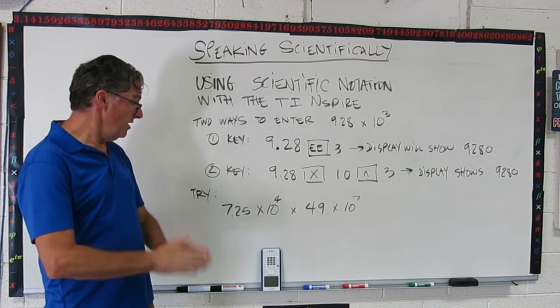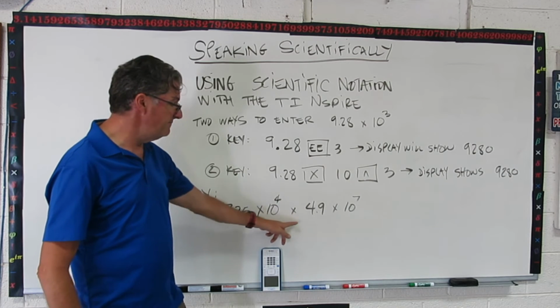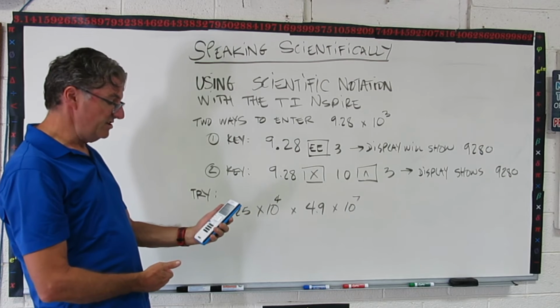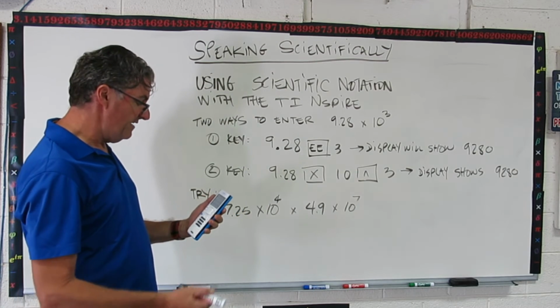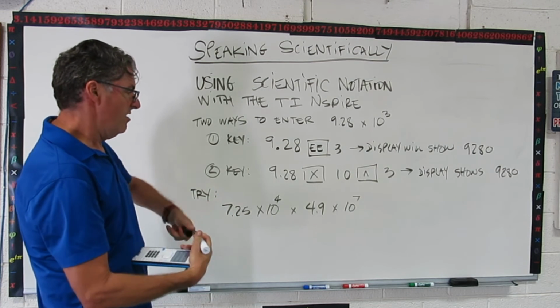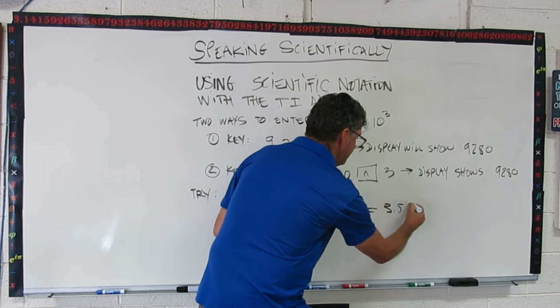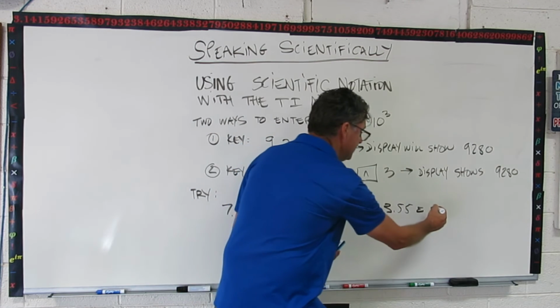So what I want you to do is go ahead and type in 7.25 times 10 to the fourth times 4.9 times 10 to the seventh. And my answer shows up in scientific notation. So this one's going to give us 3.55 EE12. So this equals 3.55, it just shows up as 3.55E12.